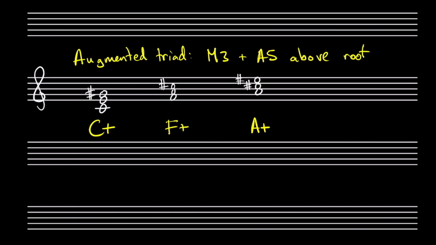One thing you might notice about the F augmented triad and the A augmented triad is that they are actually enharmonically equivalent. The F and E sharp are enharmonically equivalent notes. So even though these are spelled differently, they actually have the same 3 pitch classes when you play them on a piano. That's because the major third divides an octave into 3 equal intervals.